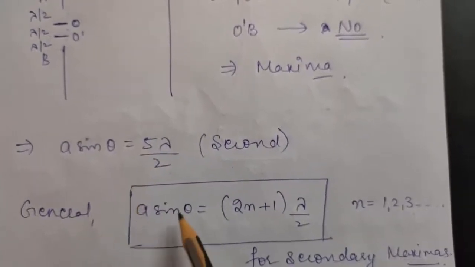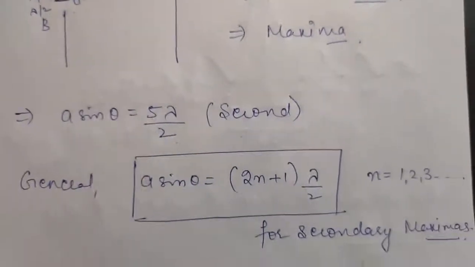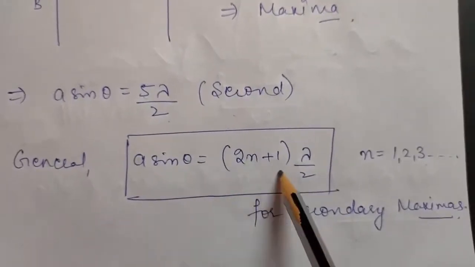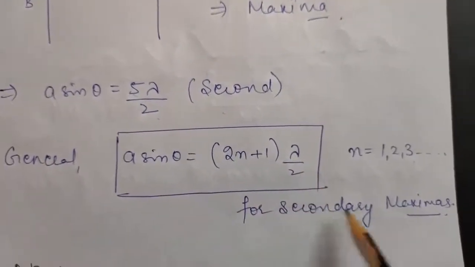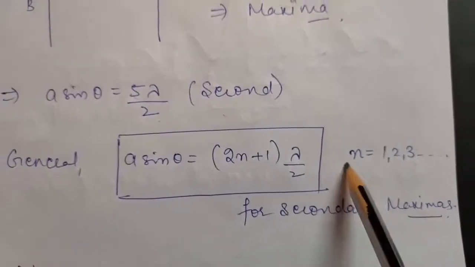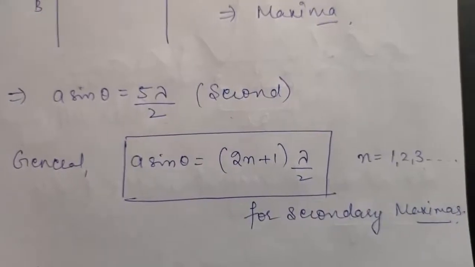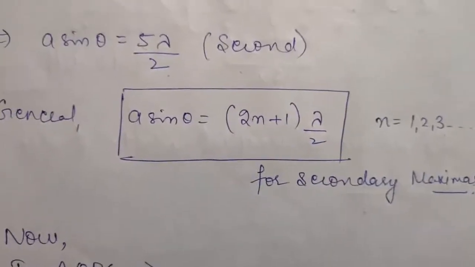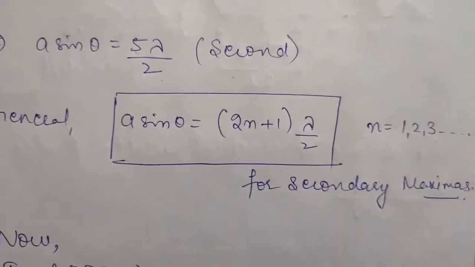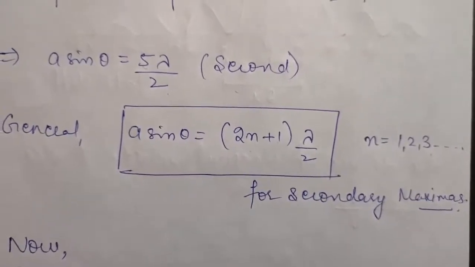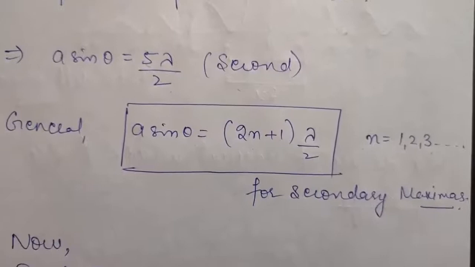Now to generalize this condition, you can say a sin theta will be equal to (2n plus 1) lambda by 2 for secondary minimas, and again n will vary from 1, 2, 3 and so on. So now we have derived two conditions, for secondary maxima and for secondary minimas.